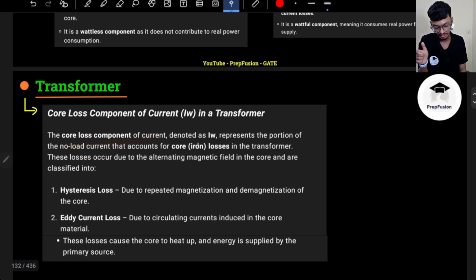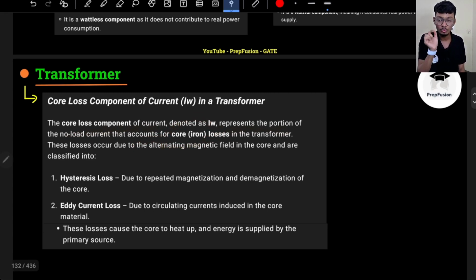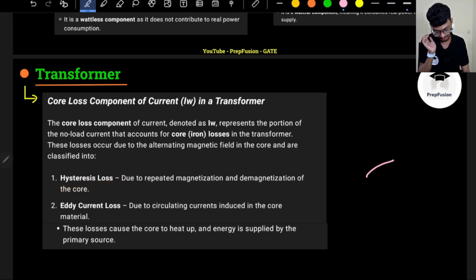So the core loss component of current, generally denoted by IW, represents the portion of no load current that accounts for core or iron loss in the transformer. These losses occur due to applying an alternating magnetic field in the core. If there is an alternating magnetic field in the core, there is some hysteresis loss, because every time the magnetic field phi will increase in this direction and then reduce, there will be hysteresis.